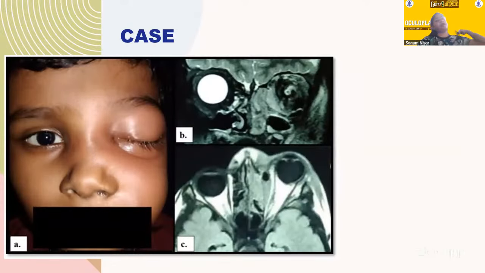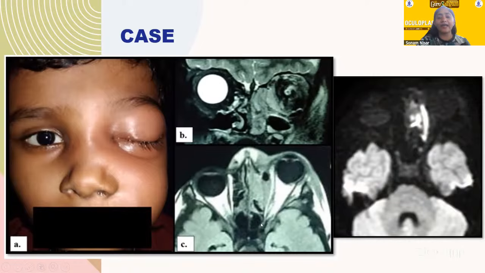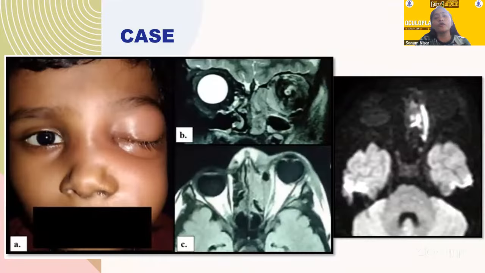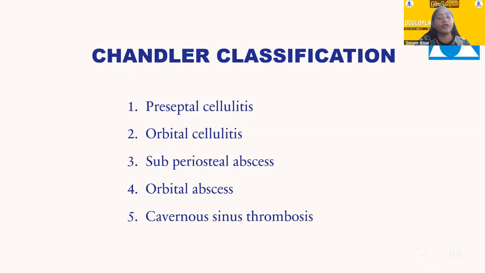Here is a child who came to us with a history of fever, cold, and cough for 5 days and sudden onset proptosis. As you can clearly see in the imaging, this is a case of orbital cellulitis with a subperiosteal abscess and an ethmoid sinusitis. The patient was treated with antibiotics and taken up for endoscopic aspiration and drainage of the abscess.